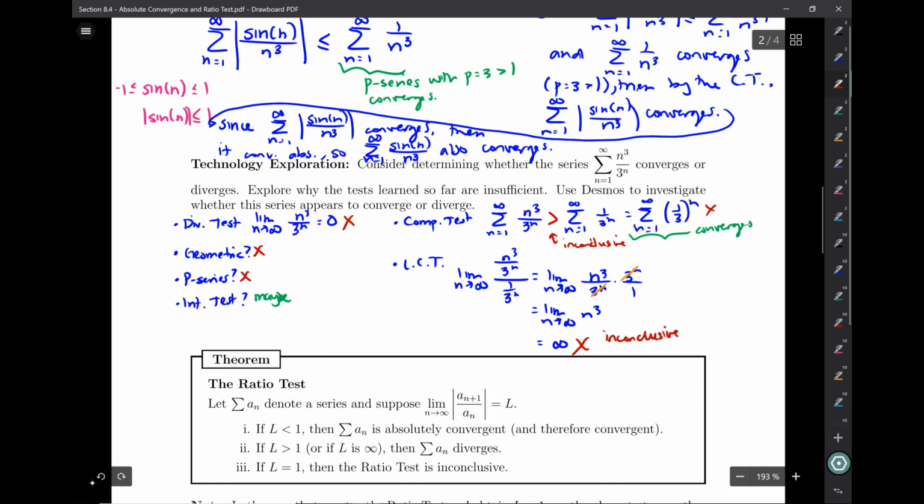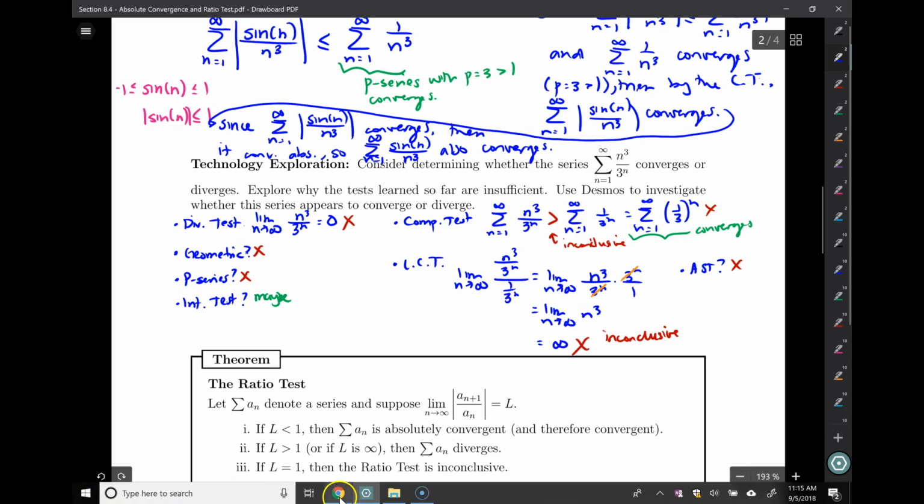It's not an alternating series, so we can't use the alternating series test. And so again, we're stuck. The things that we've learned so far are insufficient. Again, the integral test is a maybe, but it looks rather complicated. So here's what we're going to do. Let's use Desmos to get an idea of whether this converges or not. Okay, so pulling up Desmos.